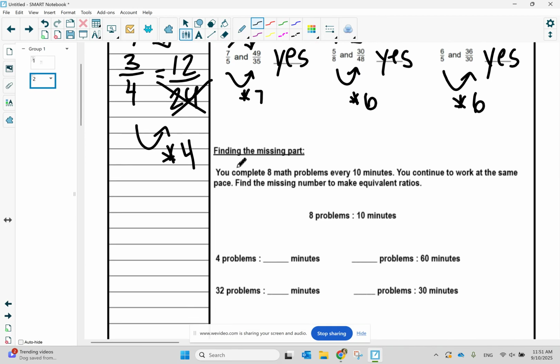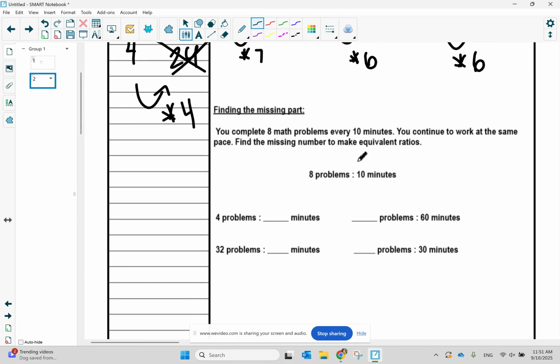Okay. We also might come into situations where they give us a ratio and then they give us one number in the next ratio, in the equivalent ratio, and we have to find that missing piece. You're going to have some of these in your homework. So you complete 8 math problems every 10 minutes. You continue to work at the same pace, so we're finding the missing number to make equivalent ratios.